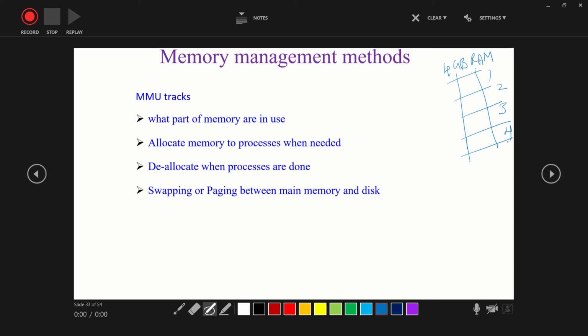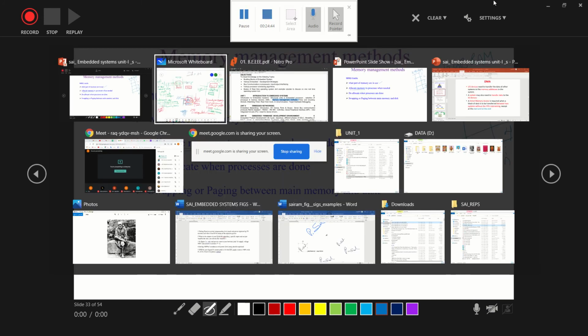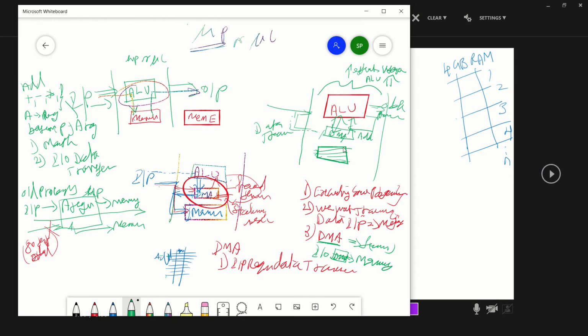As in a system with n number of pages, what part of the memory are we going to use, internal memory or external memory? If it is internal, that is a specific point. Next, allocate the memory to the process when it is needed. This memory allocation is completely different. How can it be completely different? We will see it through the whiteboard operations. That is a very important thing for memory allocation.